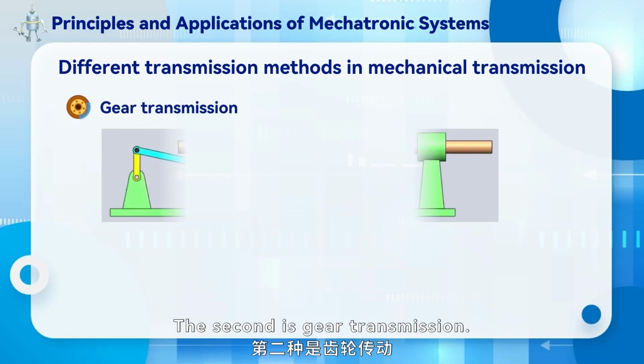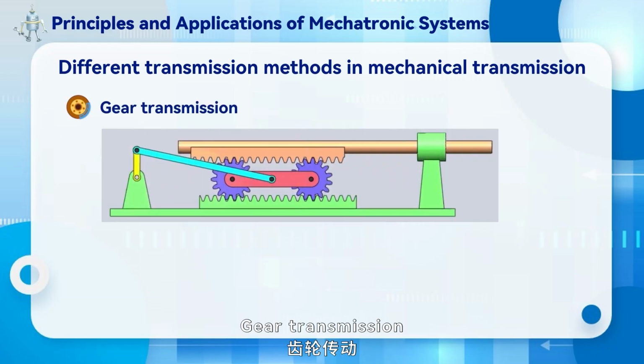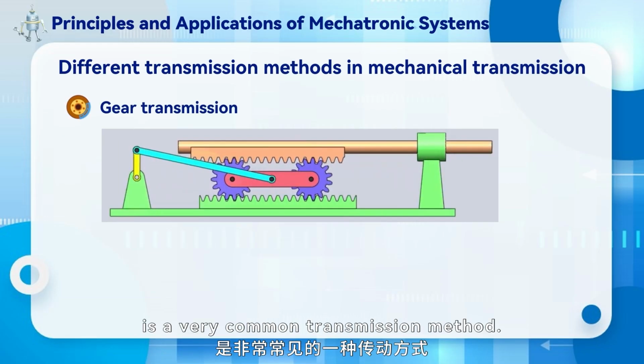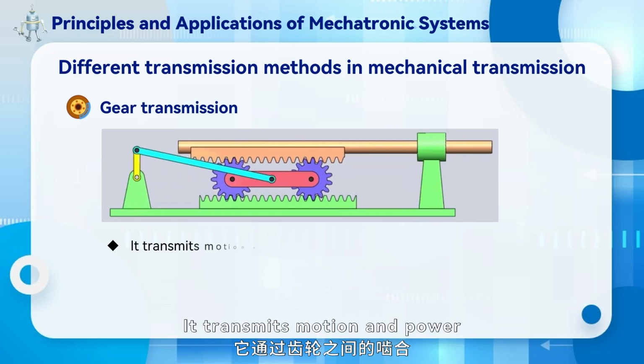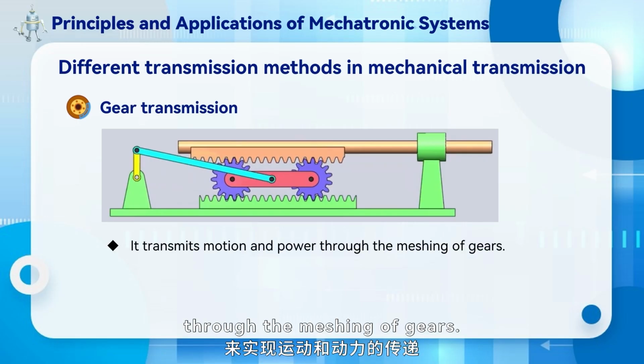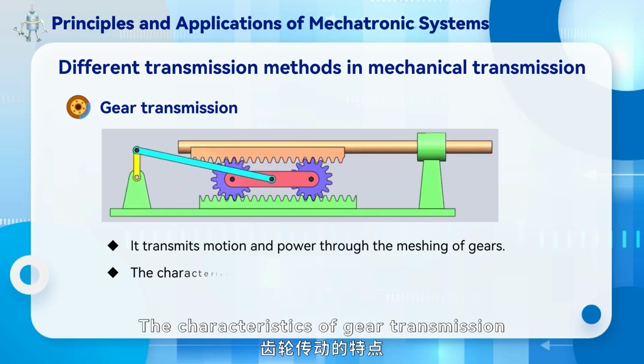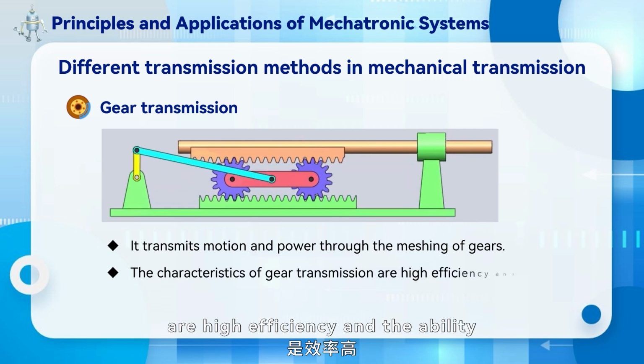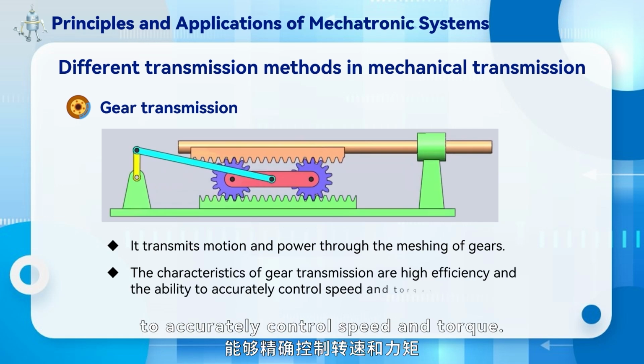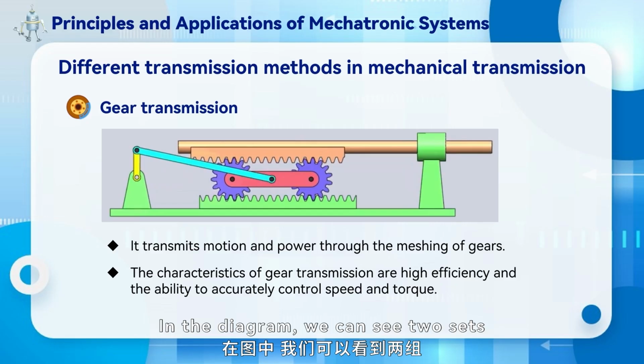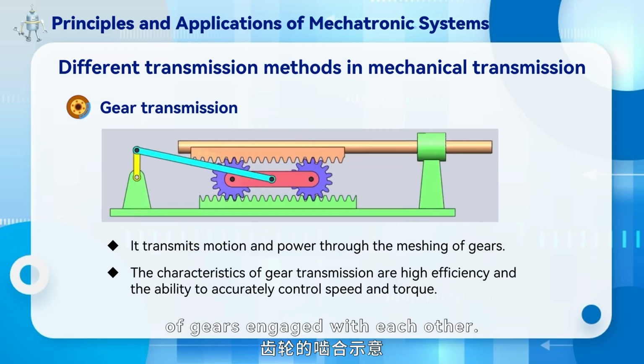The second is gear transmission. Gear transmission is a very common transmission method. It transmits motion and power through the meshing of gears. The characteristics of gear transmission are high efficiency and the ability to accurately control speed and torque. In the diagram, we can see two sets of gears engaged with each other.